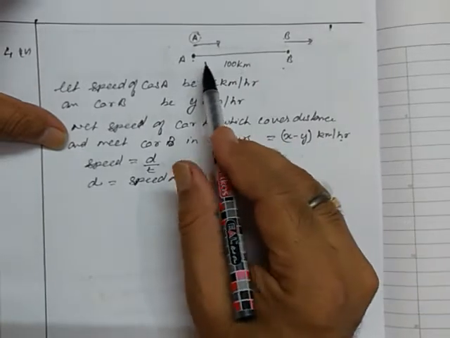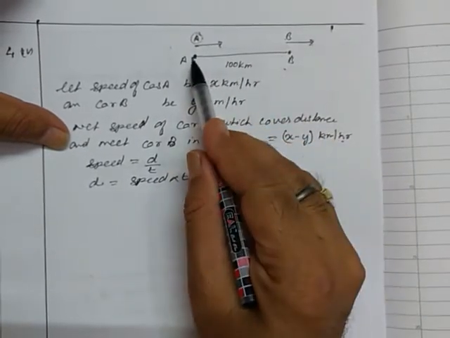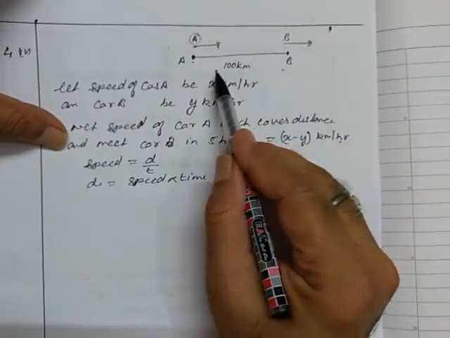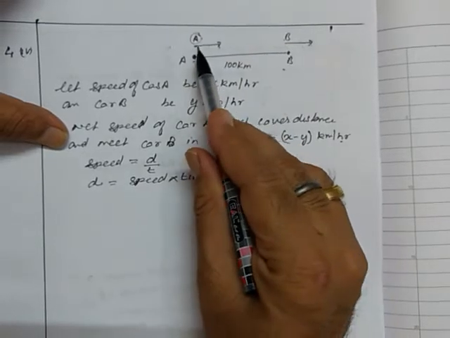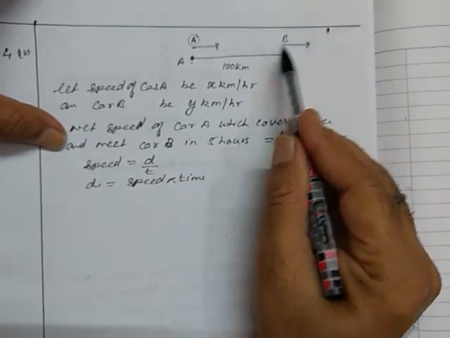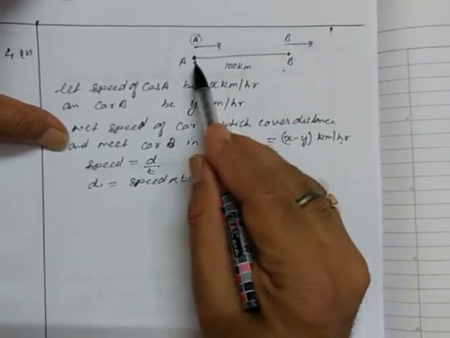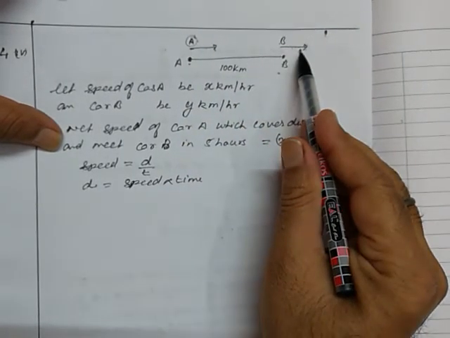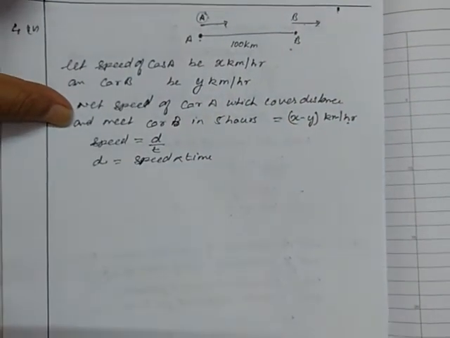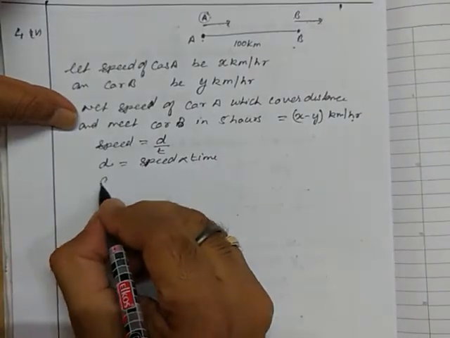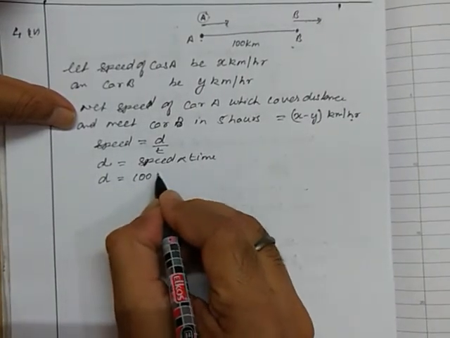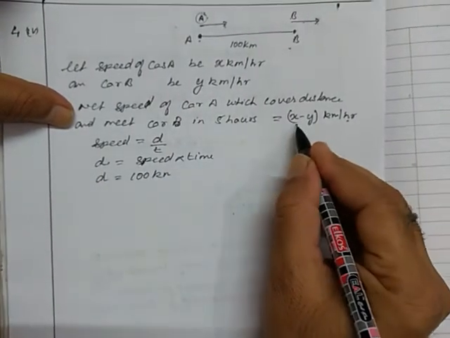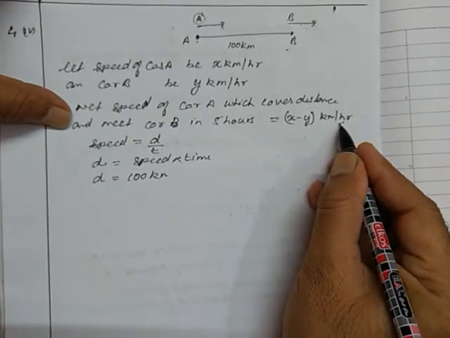It will not be less than that, because the difference between point A and point B is what? 100 kilometers. So when car A meets car B, it covers this 100 kilometer distance, and only then will it be able to meet. So here this distance will be your 100 kilometers. So D is equal to 100 kilometers, and the speed will be taken as x minus y kilometers per hour.